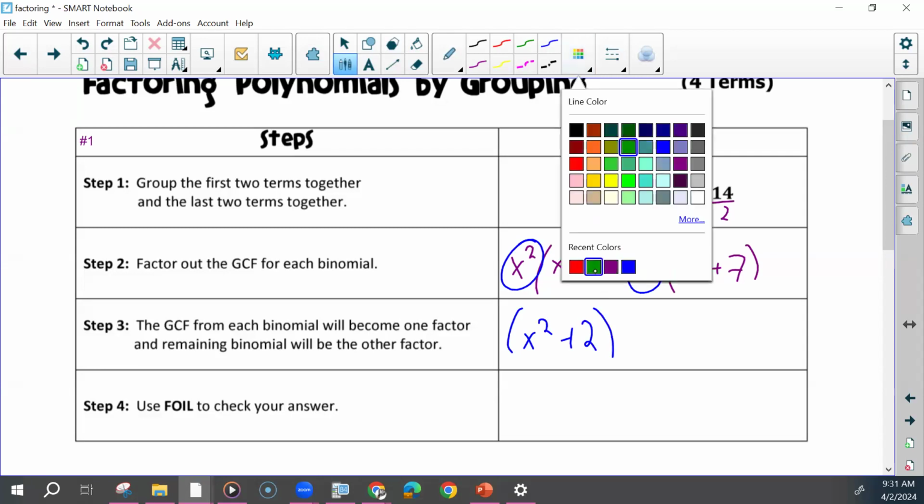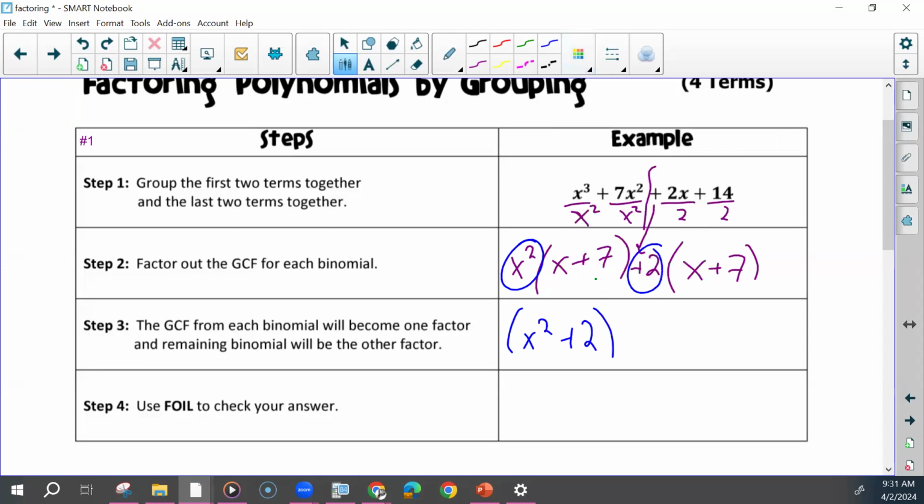Then you're going to take everything that was already inside the parentheses. There are 2 of them. It's really a duplicate, so you don't have to write them twice. You're just going to write that factor. And then once you have both factors, that's your answer.